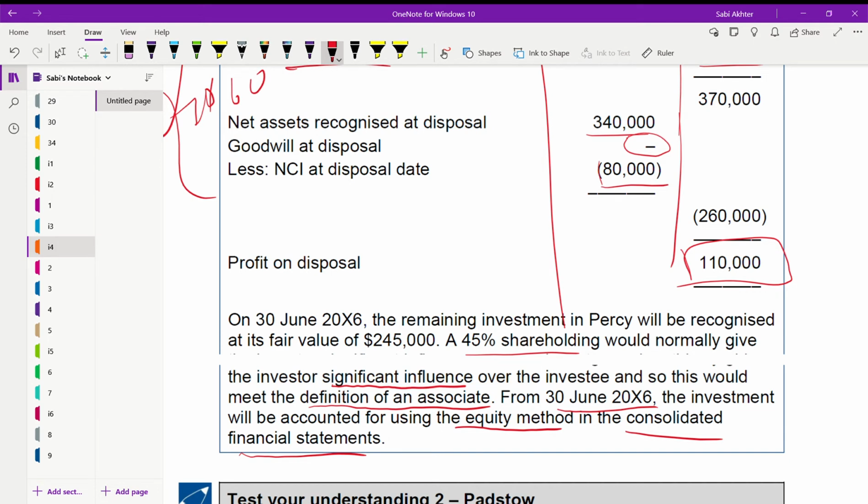Okay. And also you have to write this also, that on 30th June, remaining investment will be at a fair value of 245,000.